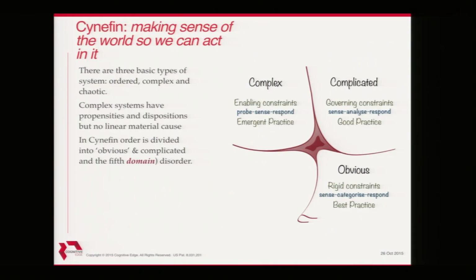In the complex domain, we have what are called enabling constraints. I haven't got time to go into this, but a heuristic, a rule of thumb, is an enabling constraint. A rule is a governing constraint. Yeah? An enabling constraint allows huge degrees of freedom within a coherent whole. If you want a metaphor, think about an external skeleton on an insect and an internal skeleton on a human. Yeah, the external skeleton constrains everything within a narrow confine. The internal skeleton allows massive variation around some sort of coherent structure.